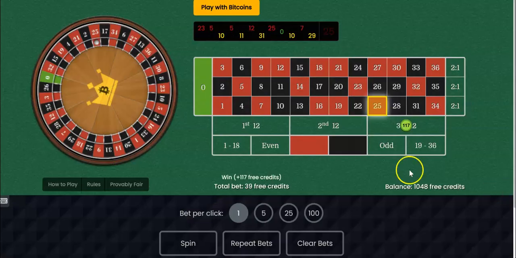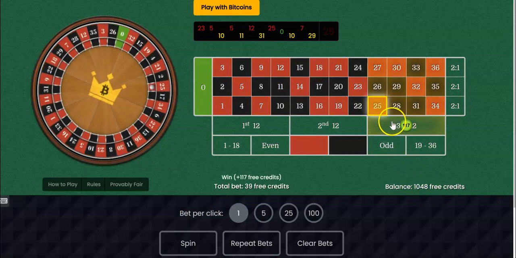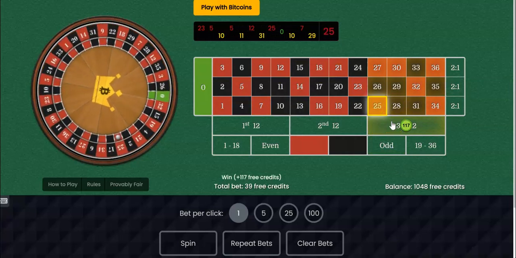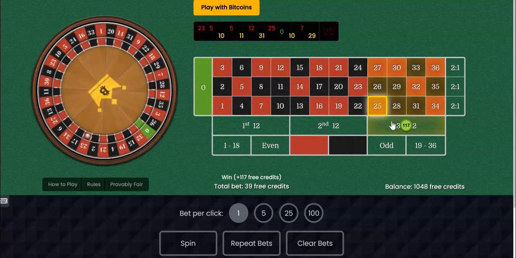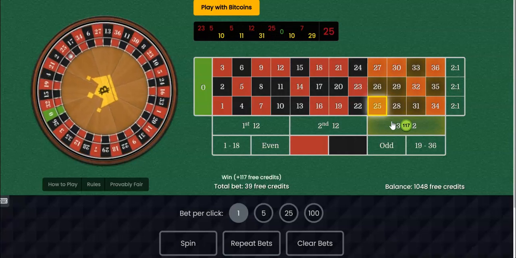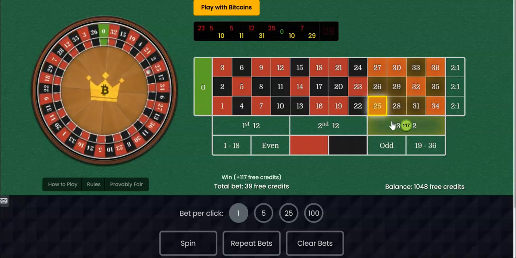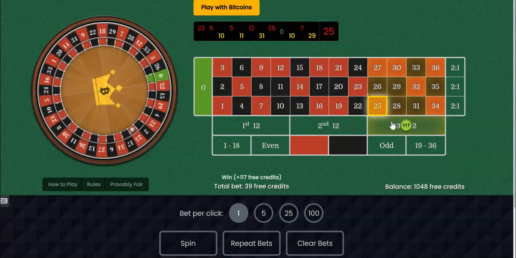Let's get back to the casino. Look at my balance. 1,048. I've made almost 50 bucks today in a matter of 10 to 15 minutes. $50 a day times 30 days is $1,500 a month. We're talking about almost $20,000 a year for maybe an hour of your time, or half hour of your time. This is the power of using the calculator.